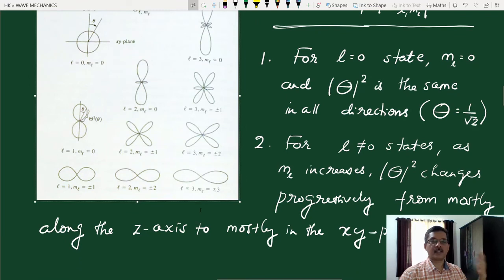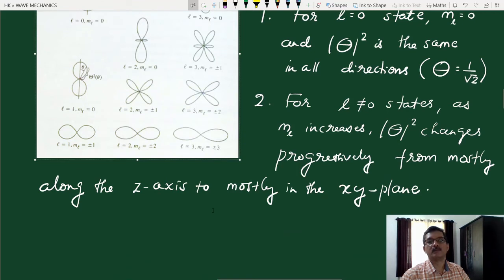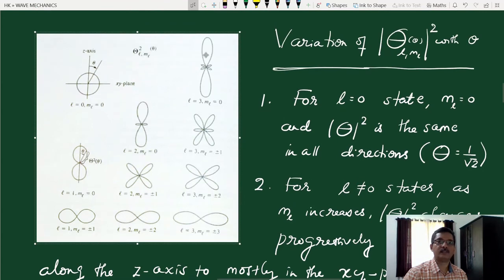And this trend increases with the L value. When the orbital quantum number L increases, the orbits become more and more flattened. And as the ML value increases, as we come down in this figure, the probability densities move from along the z-axis to along the xy plane.